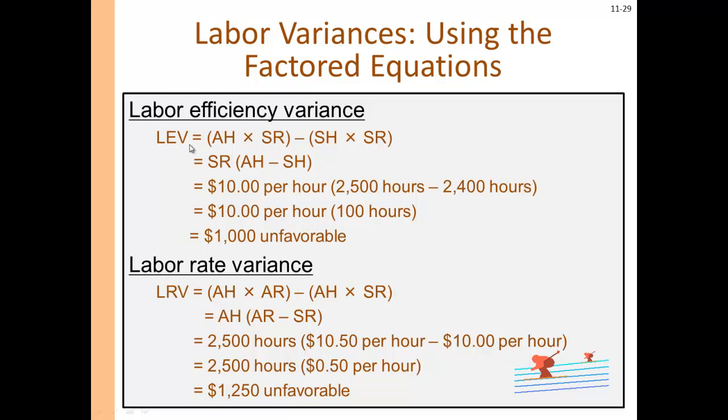So here are some equations for labor variances. Labor efficiency variance equals actual hours times standard rate minus standard hours times standard rate. The labor rate variance, or LRV, equals actual hours times actual rate minus actual hours times standard rate. Again, we're isolating rate in this situation and number of hours in this situation.